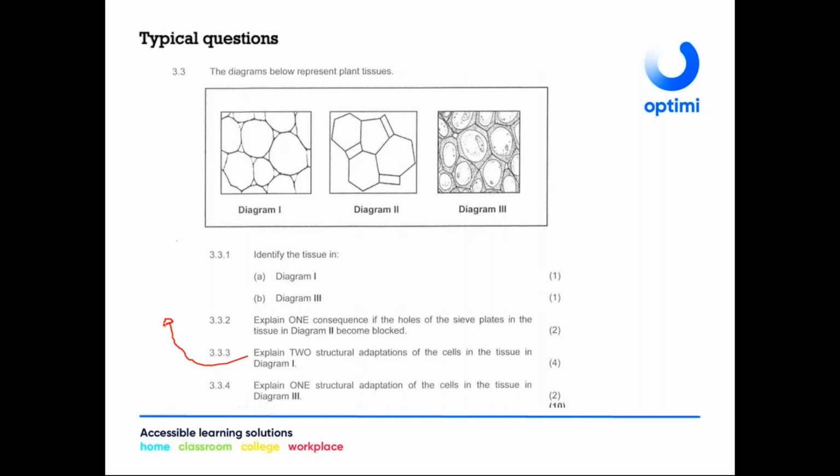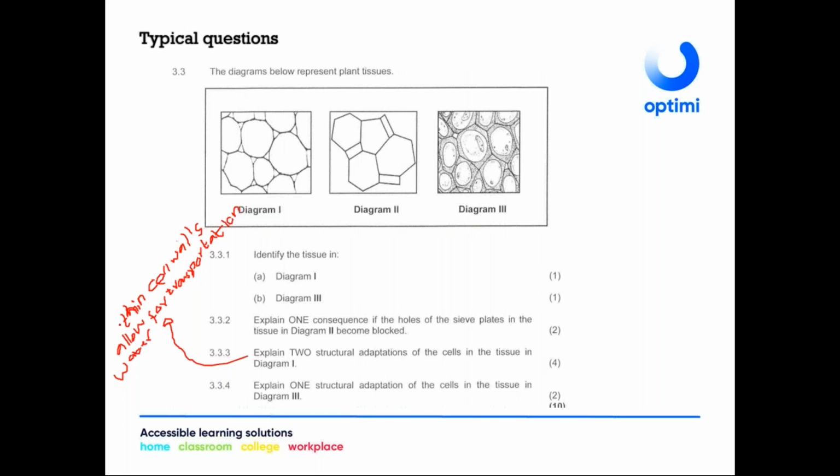Two structural adaptations. Thin cell walls. It's got thin cell walls that allow for transportation of water and minerals. The thin cell walls found in parenchymal tissue allow for transportation of water.